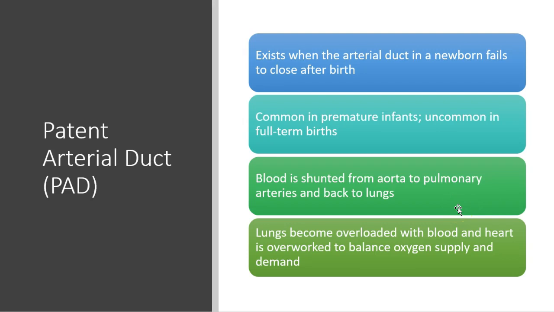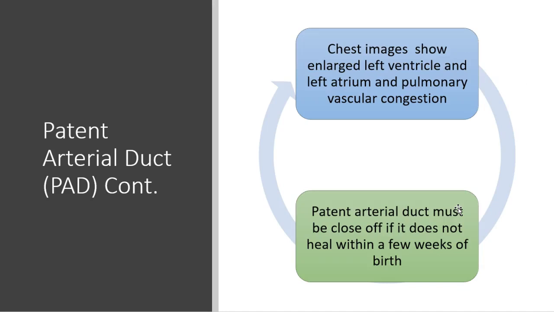All right, patent ductus arteriosus, PDA, exists when the ductus arteriosus in a newborn fails to close after birth. It's common in premature infants and also occurs in full-term births. Blood is shunted from the aorta to the pulmonary arteries and back to the lungs. The lungs become overloaded with blood, and the heart is overworked to balance the oxygen supply and demand. Chest images show an enlarged left ventricle and left atrium and pulmonary vascular congestion. Patients with this must have it closed off, because it does not heal well within a few weeks after birth.